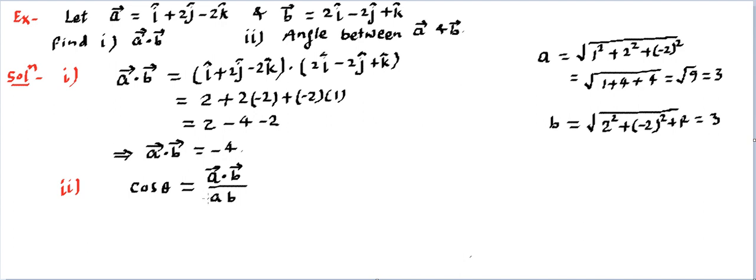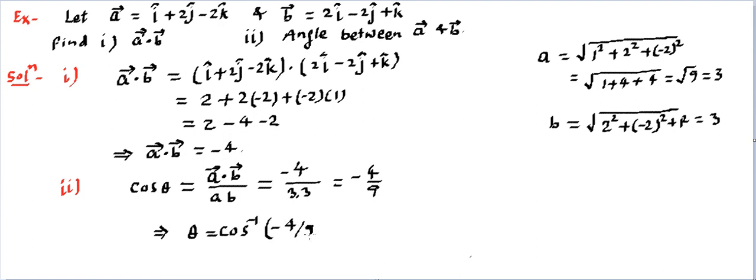Now we can use this formula. A dot B we have calculated, that's 4 with a minus sign, minus 4. A value is 3, B value is 3, so 3 into 3 will become 9. So our answer will become minus 4 by 9. If we are interested in finding theta, the value of theta for this particular case is cos inverse minus 4 by 9. So you'll get this kind of an option out of 4 options. You need to mark that.